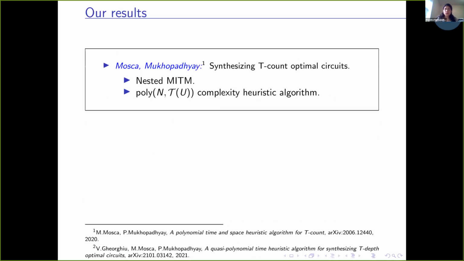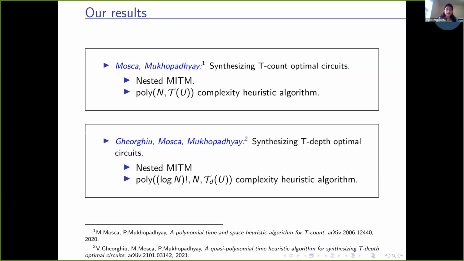So in our papers, we improved the complexity of both these problems significantly. In the first paper, which has been co-authored with Michele Mosca, we gave algorithms for synthesizing T-count optimal circuits. So in the rest of my slides, most of the contents related to T-count have been taken from this paper. In the second paper, which has been co-authored with Vlad Gheorghiu and Michele Mosca, we design algorithms for synthesizing T-depth optimal circuits. So in the rest of the talk, most of the contents related to T-depth have been taken from this paper.